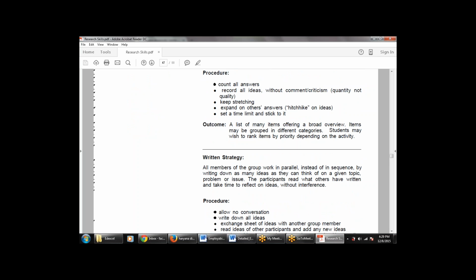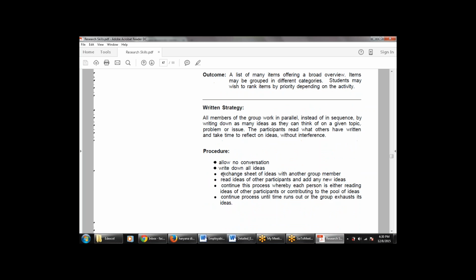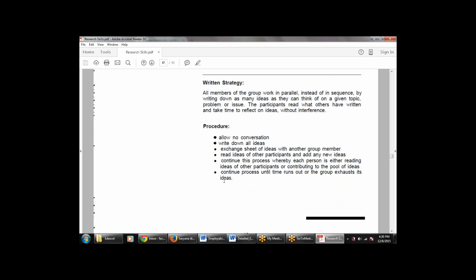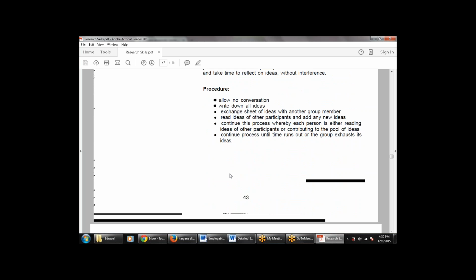The participants read what others have written and take time to reflect on the ideas. That is how to get the various ideas that are available, without any interference from anyone. They get the ideas, reflect on the ideas, and give the ideas. That is a written strategy. This is the procedure given for the written strategy.